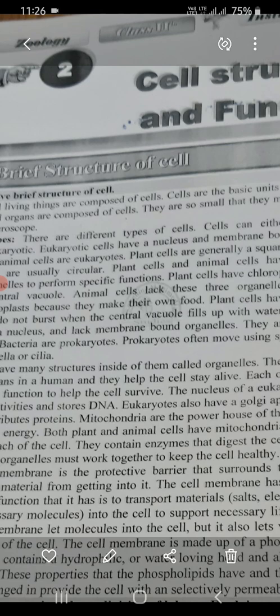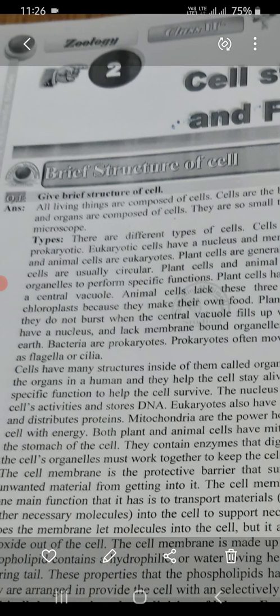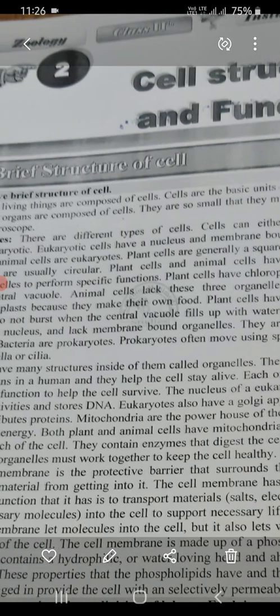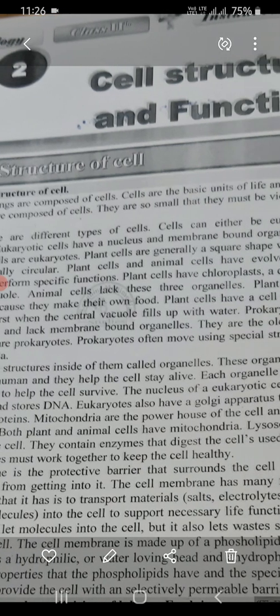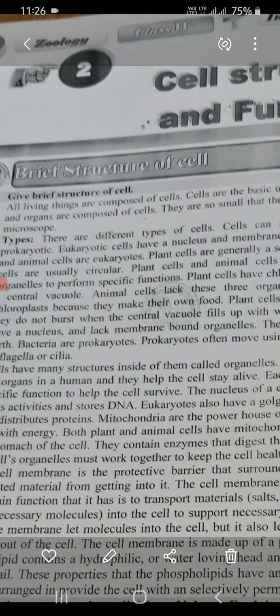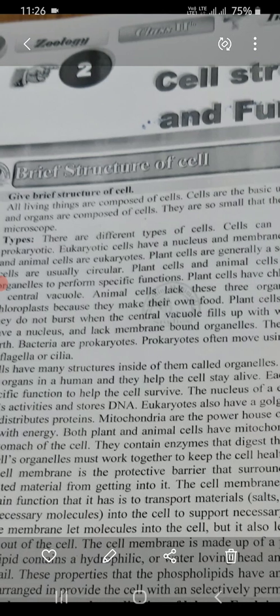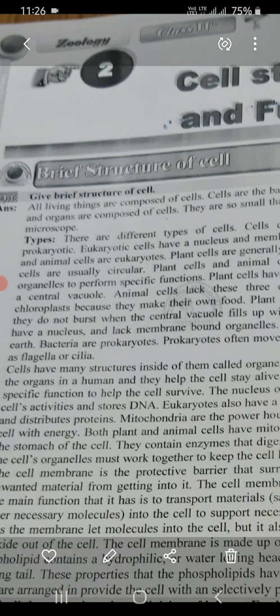The membrane is the protective barrier that surrounds the cell and prevents unwanted material from getting into it. The membrane has many functions, but one main function is to transport materials, salts, electrolytes, glucose, and other necessary molecules into the cell to support necessary life functions. Not only does the membrane let molecules into the cell, but it also lets waste such as carbon dioxide out of the cell. The cell membrane is made up of a phospholipid bilayer.